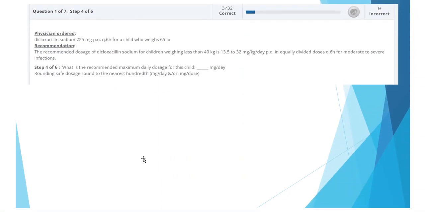Next part of this question is what is the maximum? So I'm going to change colors again.